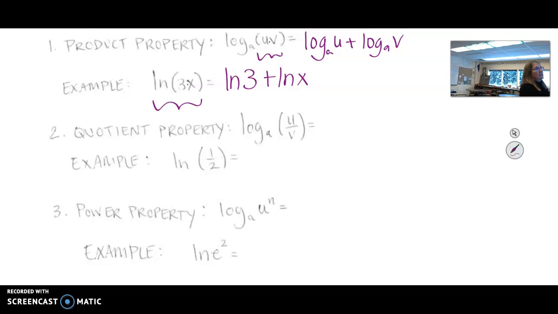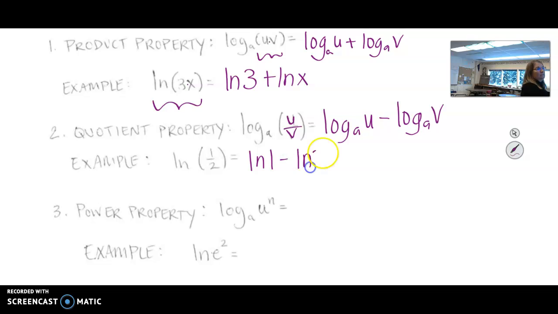The quotient property. If you have a quotient instead of a product, then you change this to log of base A of u minus log of base A of the denominator b. So with a product, you can split it up into 2 logarithms added together, a quotient, 2 logarithms subtracted. You subtract the log with that base of the denominator. So for example, ln of 1/2 can be simplified to ln of 1 minus ln of 2.